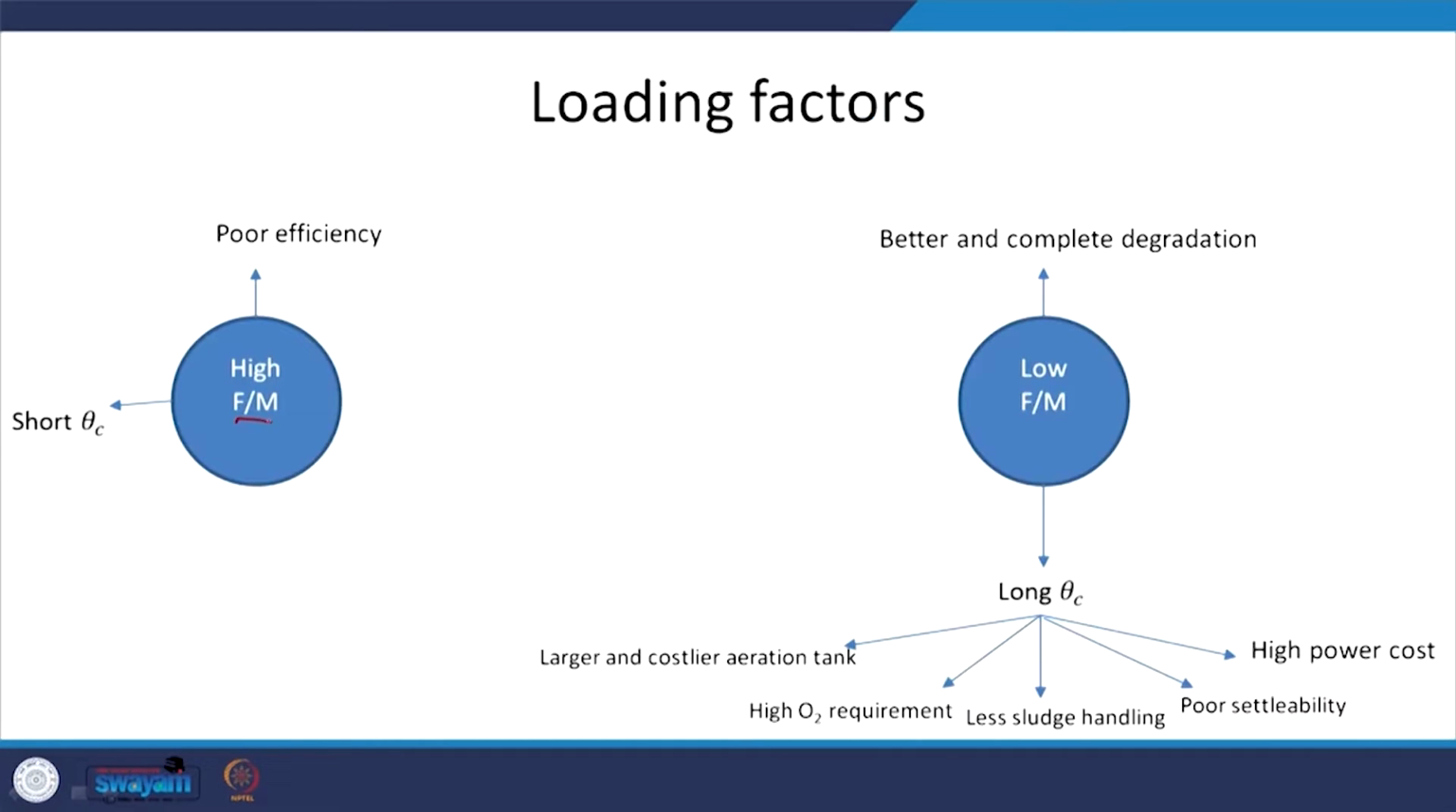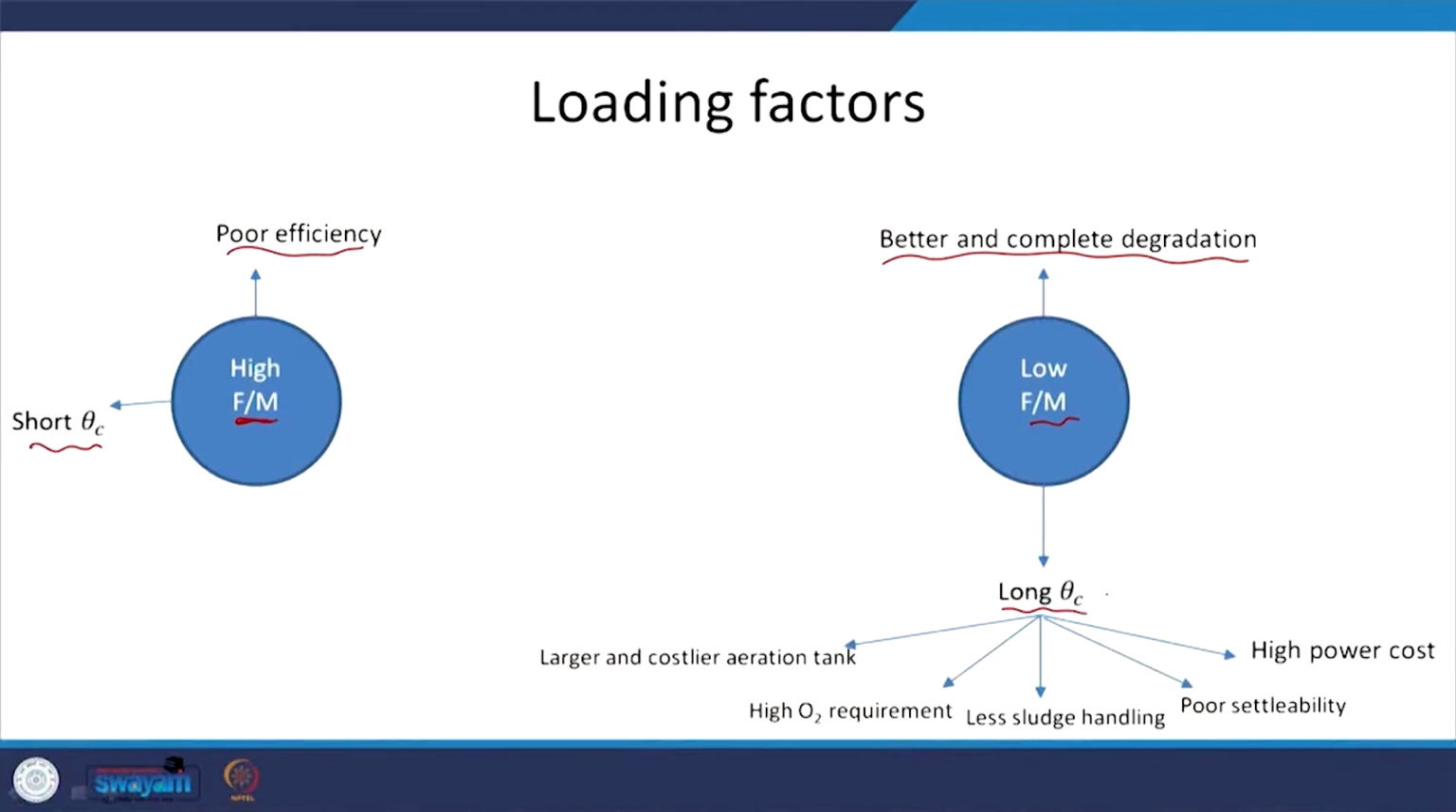So high F by M, F theta C is the same, poor efficiency, and typically characteristic of low theta C, if we look at it the other way. And low F by M, obviously better and more complete degradation and better settling characteristics, if we can maintain the F by M such that the system is just at the endogenous growth phase. Obviously for that, a long, relatively long theta c.